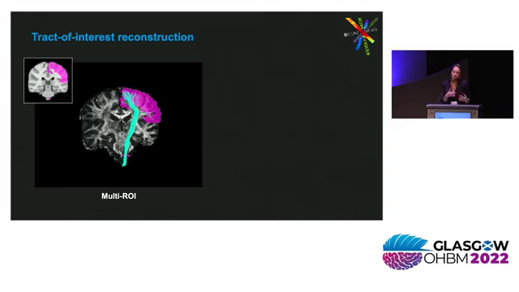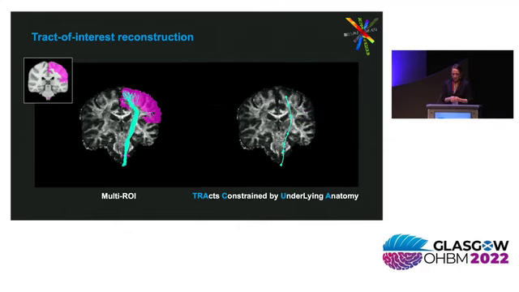But if things didn't go so well, and this depends both on the quality of the individual data as well as the degree of difficulty of the specific bundle, then we might not have any streamlines in the original tractogram that go through these ROIs, and then there's nothing we can do. We introduced a different approach for automated tract of interest reconstruction that is not a multi-ROI method. It's called Tracula, or tracts constrained by underlying anatomy.